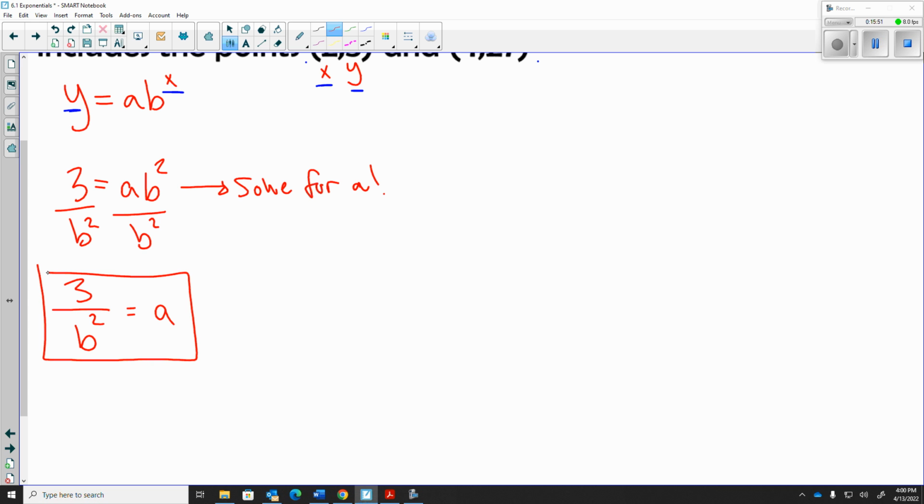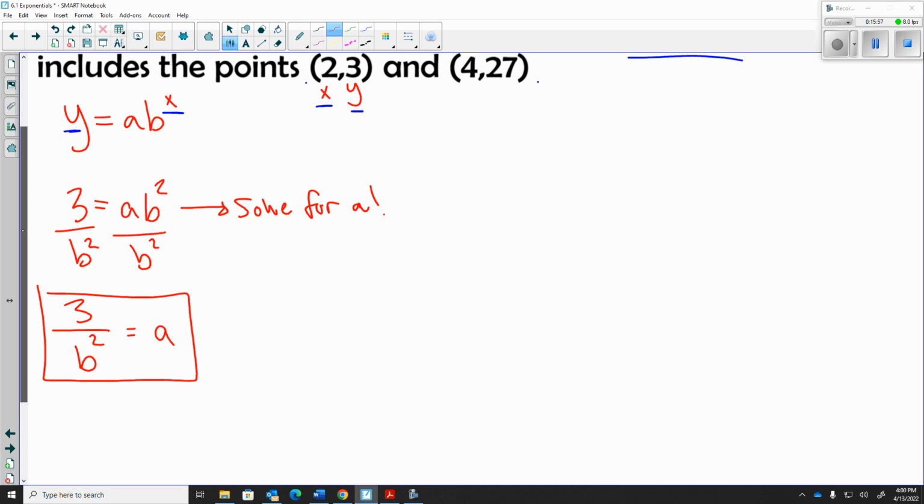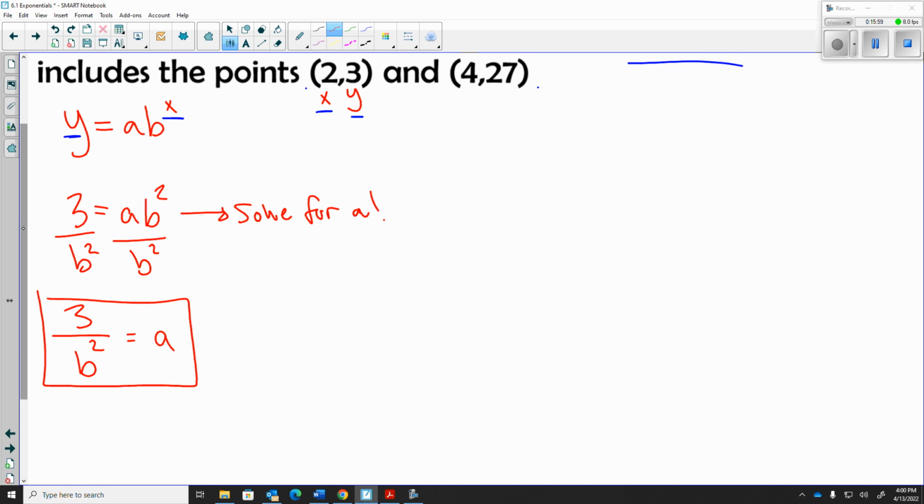All right. So now we're just going to leave that b, and we're going to try to kind of start from scratch again. So let's switch colors here. I'm going to repeat that process. I'm going to go back to where I started. Okay, so I'm going to get my equation, y equals ab to the x.